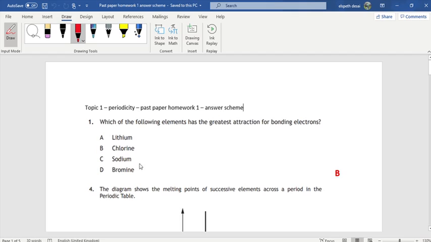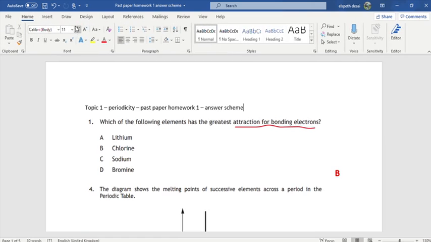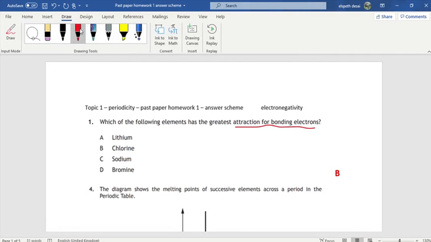And you've got 4 elements here. The key to this question lies in you remembering another word for this phrase, attraction for bonding electrons. So see if you can think what word means the same as attraction for bonding electrons. Right, hopefully you've thought and remembered that the word which means the same as attraction for bonding electrons is electronegativity.